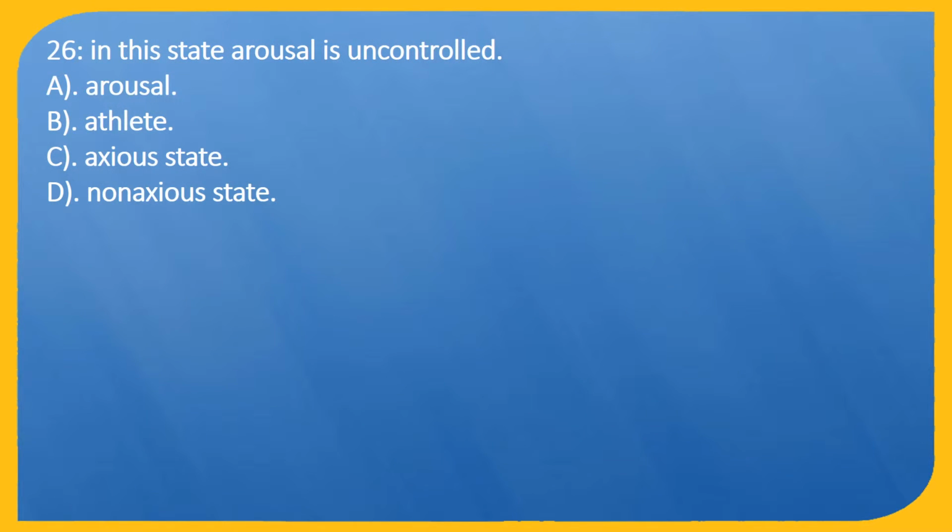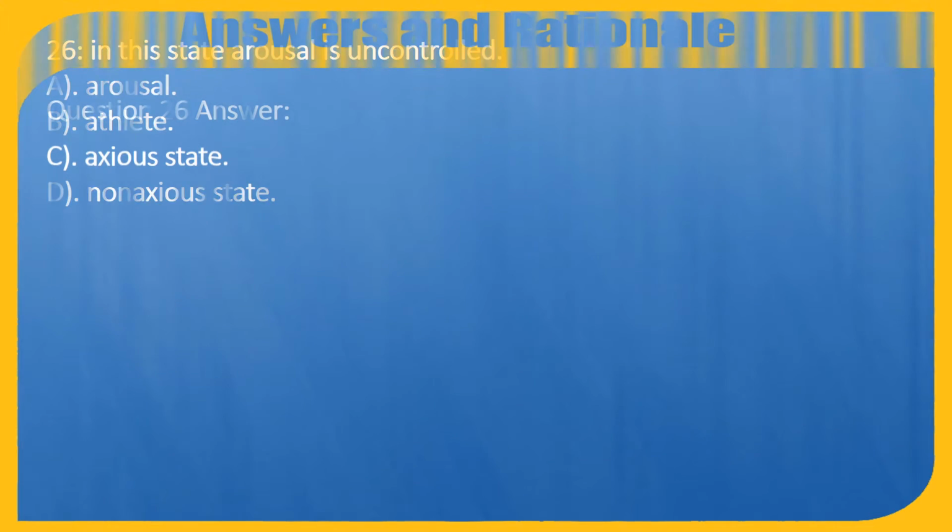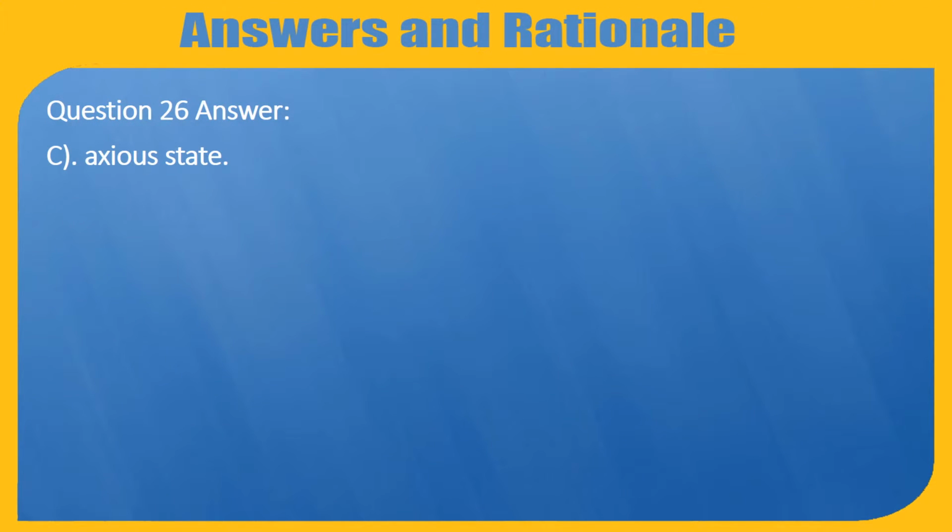Question 26. In this state, arousal is uncontrolled. A. Arousal. B. Athlete. C. Anxious state. D. Non-anxious state. Question 26. Answer. C. Anxious state.